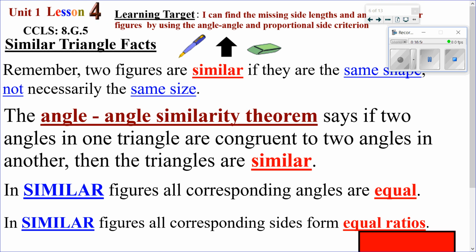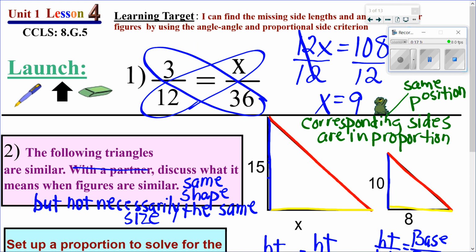Now also, in similar figures, all corresponding angles are equal. That means they have the same number of degrees. Similar figures, all corresponding sides form equal ratios. So now I'm going to go back to the previous example. I'm going back to our original.